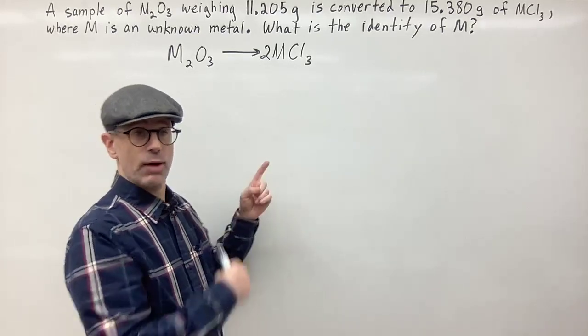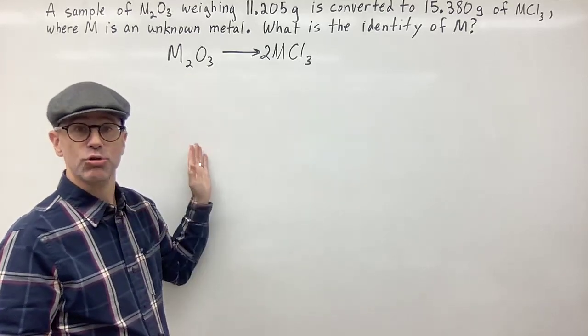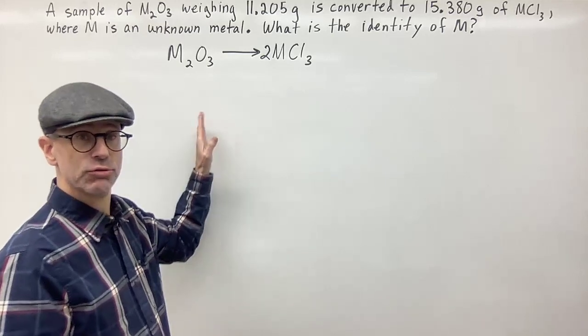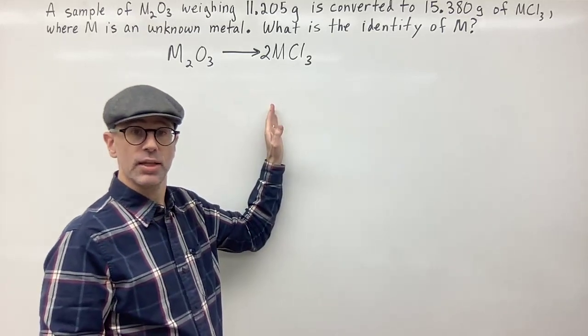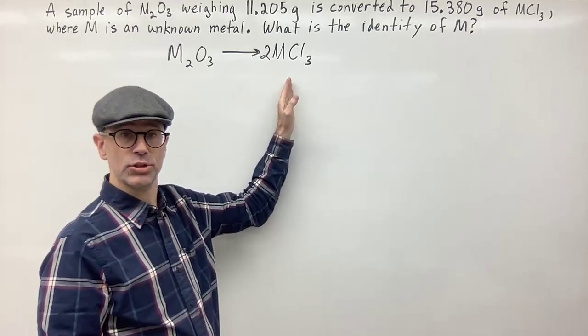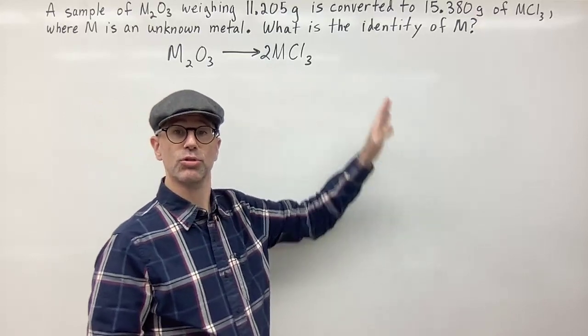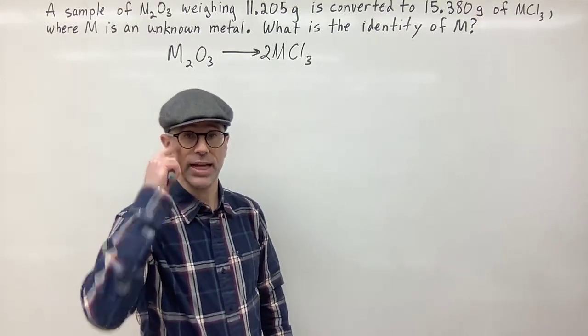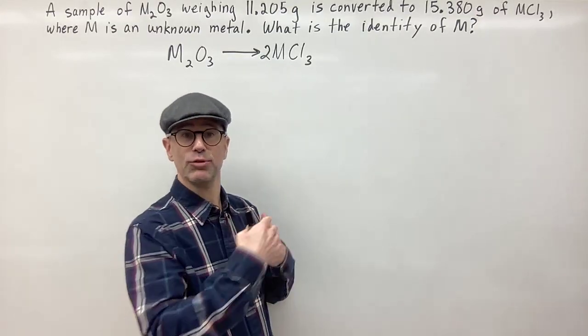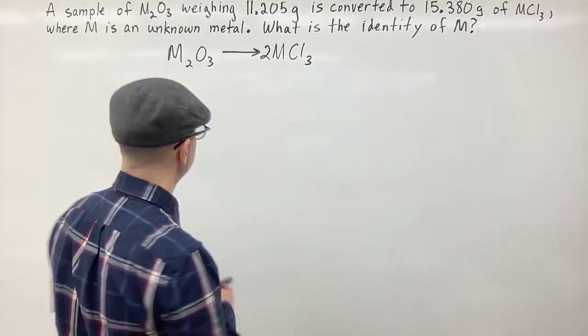So I would have to take the mass of my beginning substance, use the molar mass of that to convert to moles, then use the mole ratio to convert to moles of my new substance, and then use the molar mass here to convert to grams. So they already gave me the beginning and ending, so all I have to do is fill in the middle part. So let me show you what I mean.